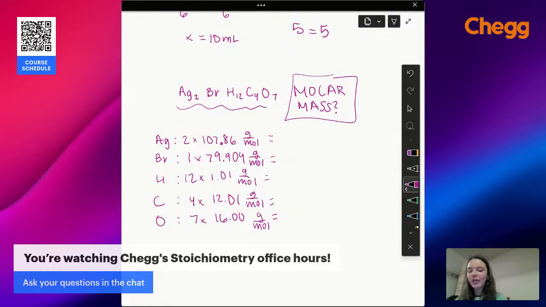For the first one, I'm giving y'all 10 seconds. 5, 4, 3, 2, 1. It is 215.72. What is that next one? That's an easy one. 79.904. Anything multiplied by 1 is just itself. What is that third one? A little bit more complicated. And another key thing to remember is when we're doing these problems, we don't want to use sig figs till the end. And this one won't actually have sig figs since we didn't start with anything. It is 12.12. All right, what's that fourth one?